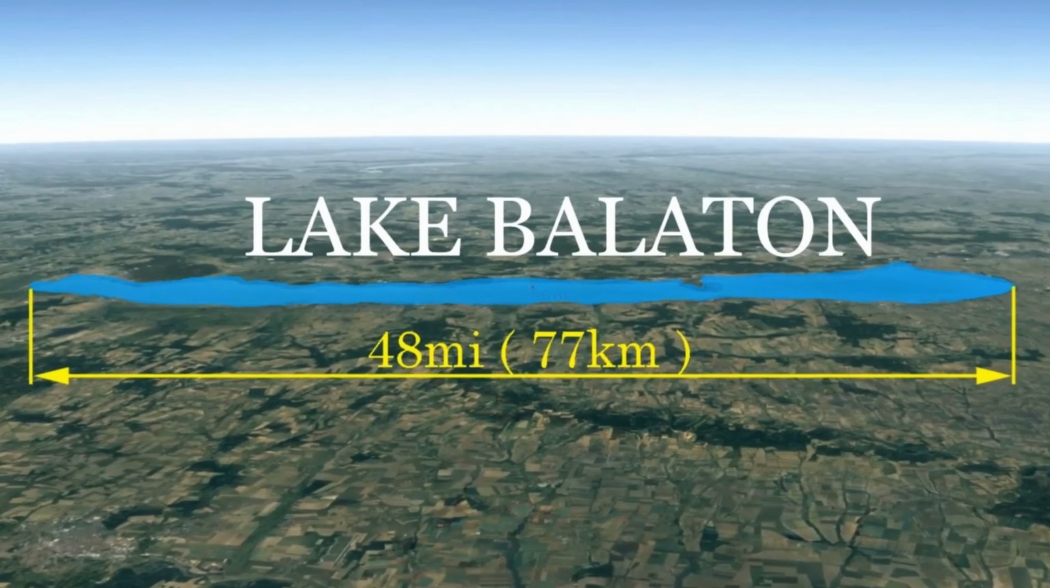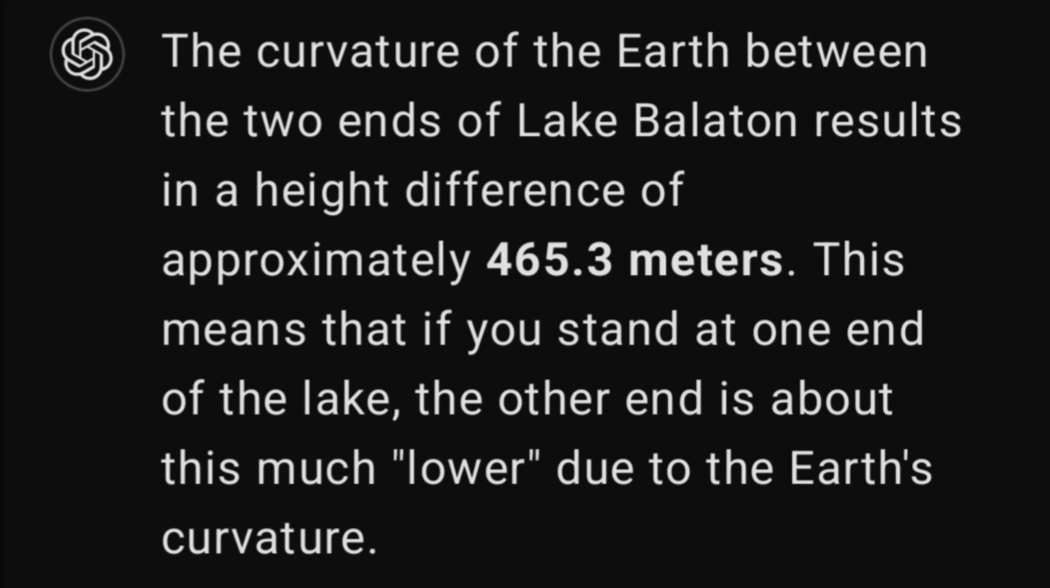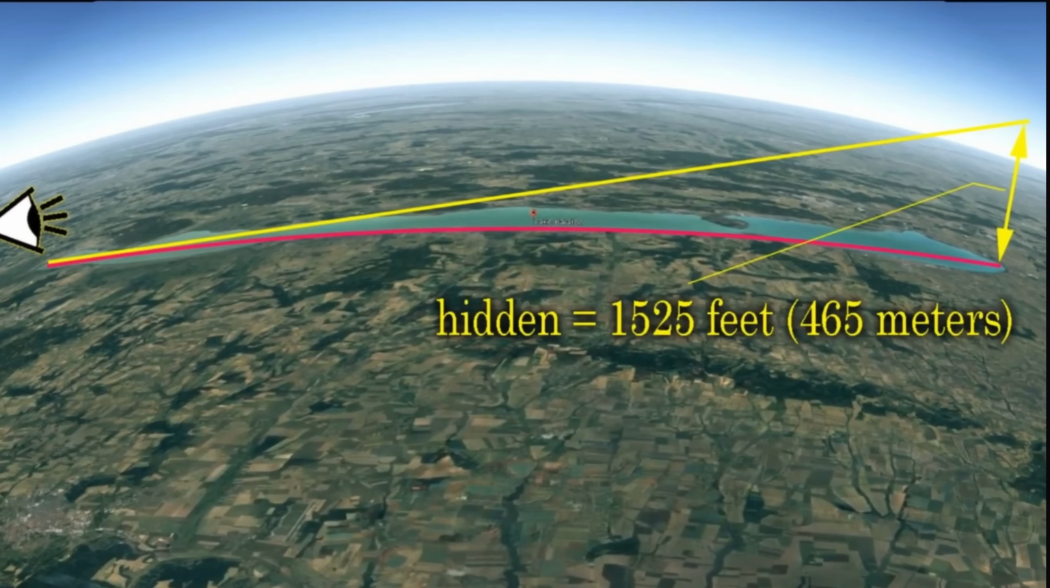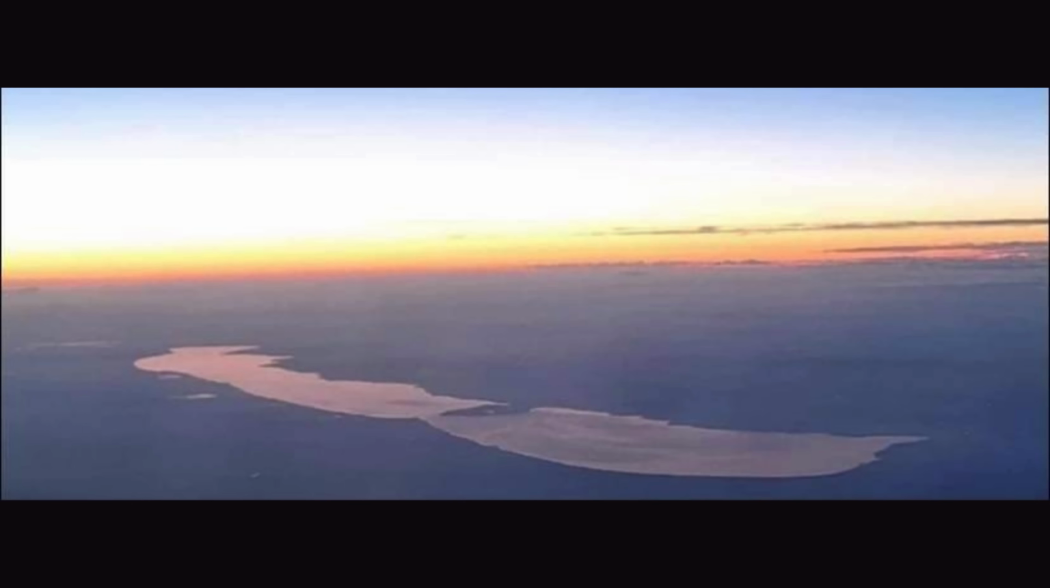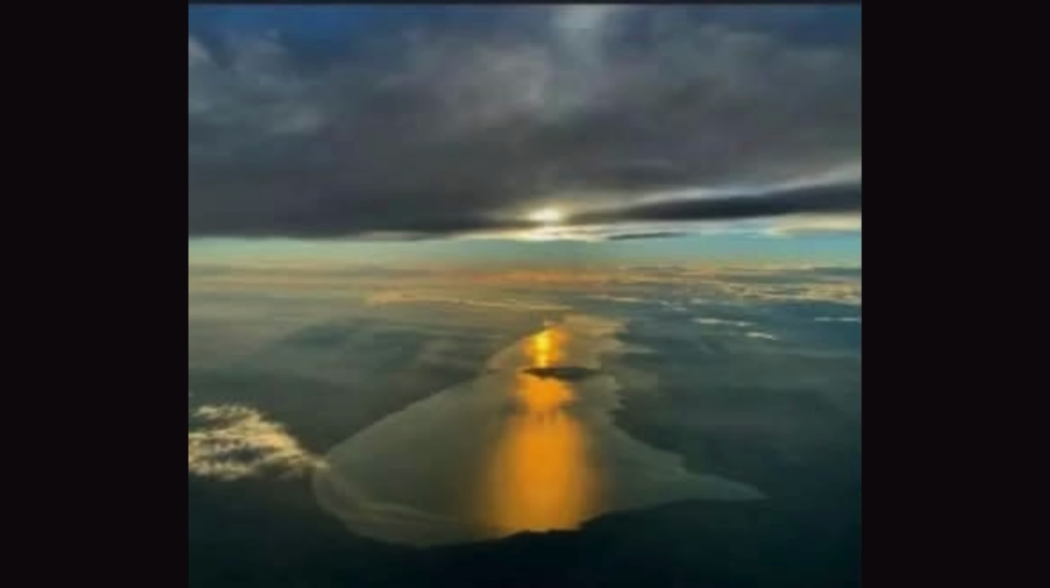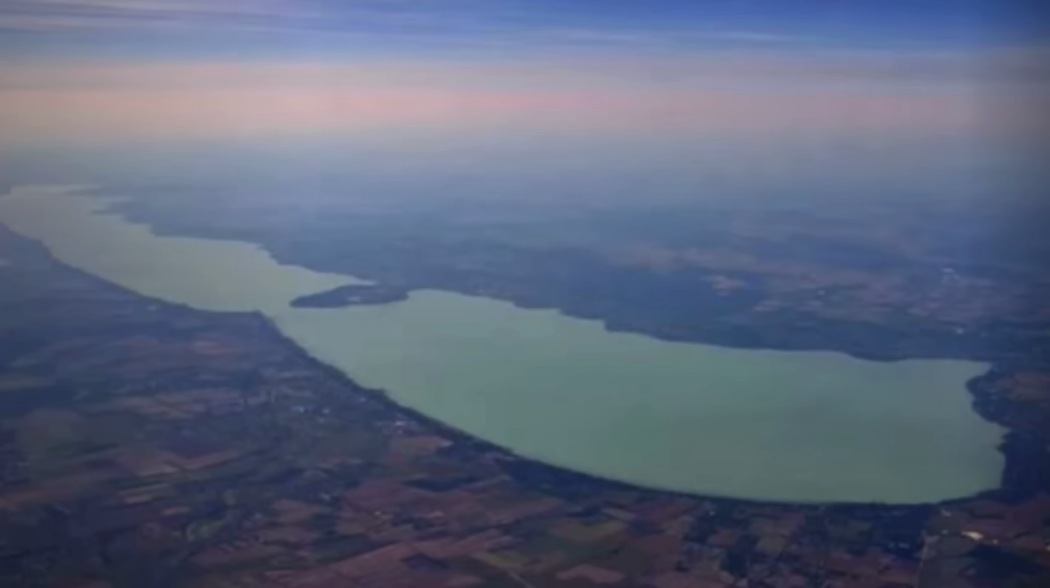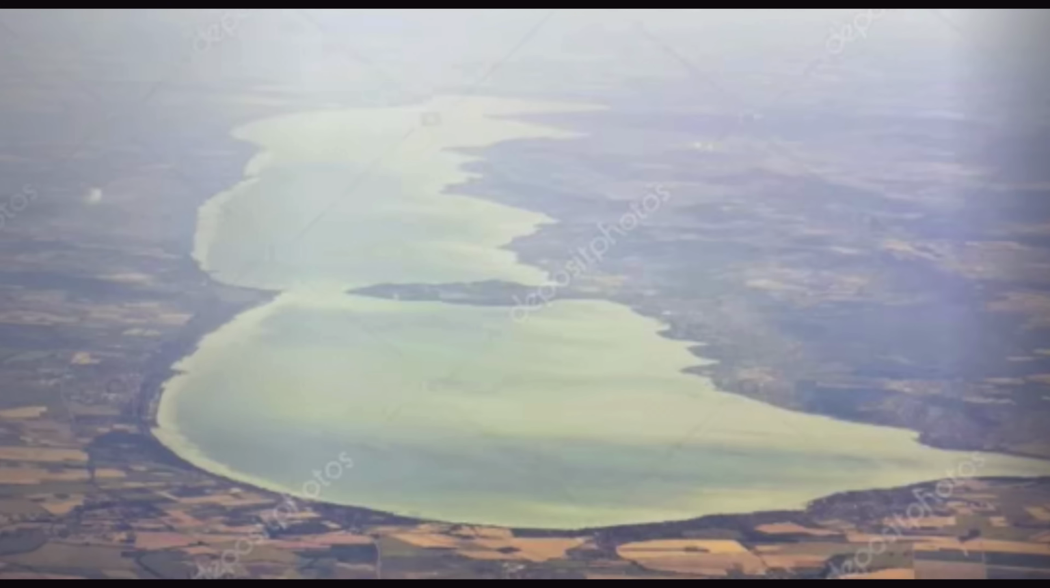It's 48 miles long, which is 77 kilometers, and the curvature of the Earth between the two ends of Lake Balaton results in a height difference of approximately 465.3 meters. This means that if you stand at one end of the lake, the other end is about this much lower due to the Earth's curvature. Now the problem is that if you look at some aerial footage, and here are a couple of examples, again you cannot see that so-called curvature. And we're talking about a massive long lake, 48 miles and 77 kilometers.